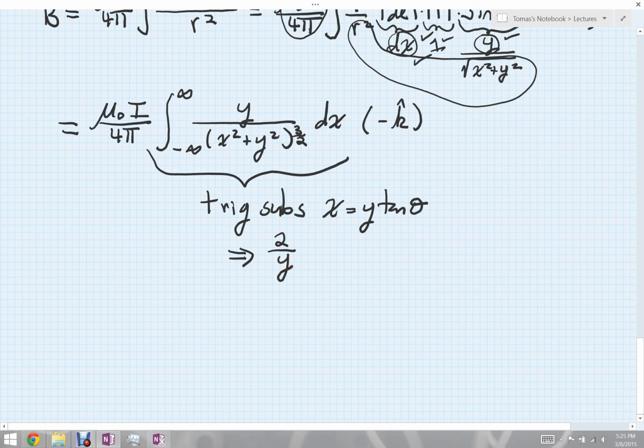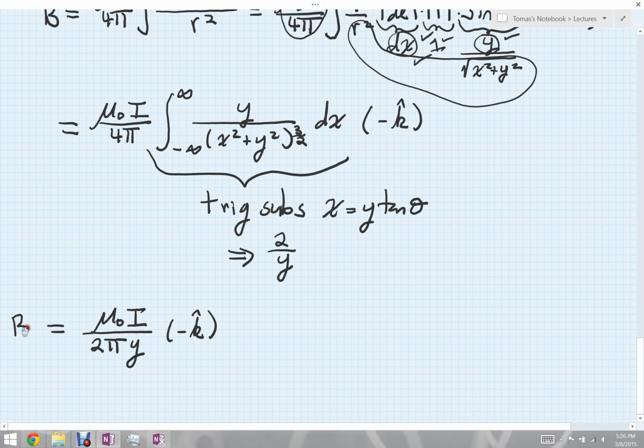And that's perfect then, because when we put the whole package together, we end up with mu naught times I, right? 2 on top and 4 pi on the bottom gives me 2 pi on the bottom. That's starting to sound good. There's a y on the bottom, and then there's the minus k hat direction. And that, in fact, is exactly the magnetic field from our long wire.